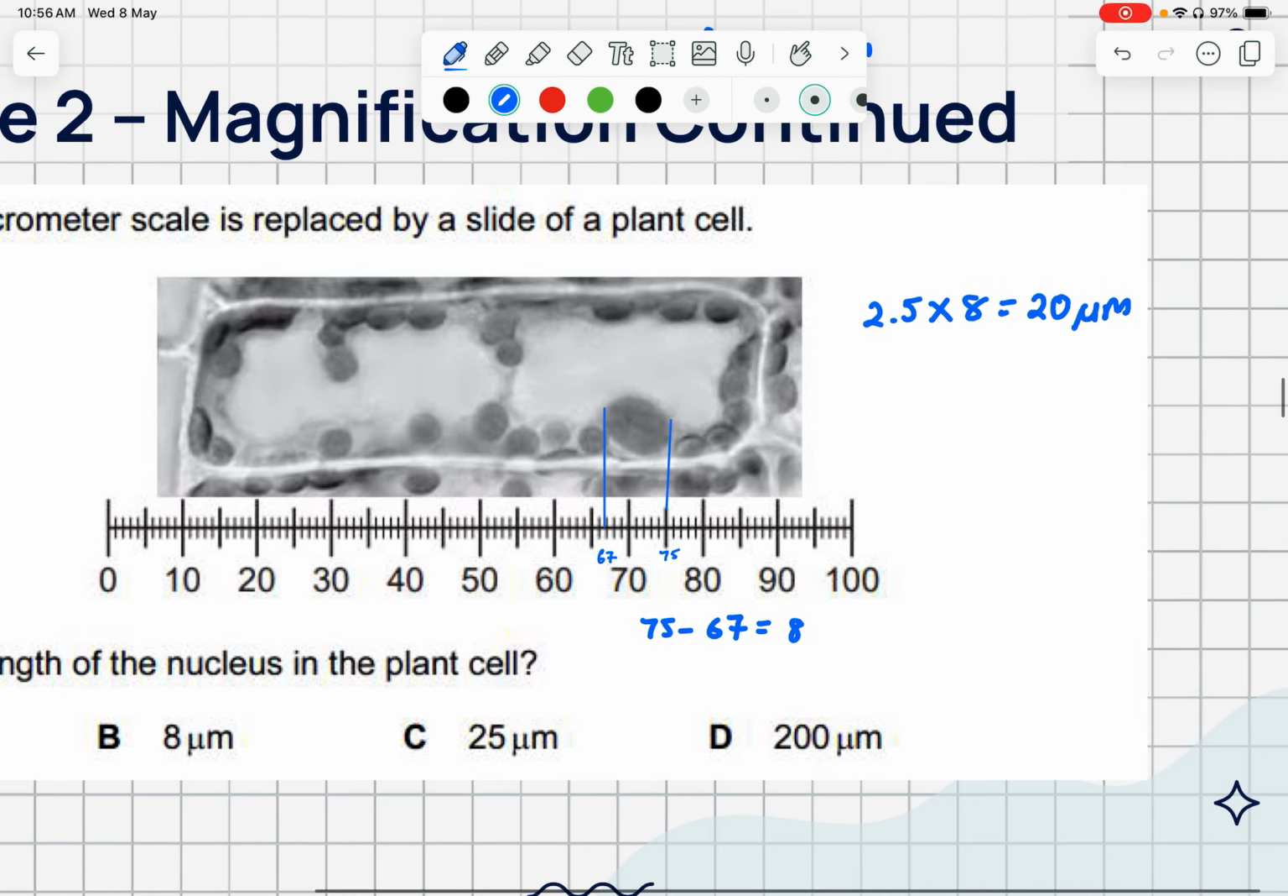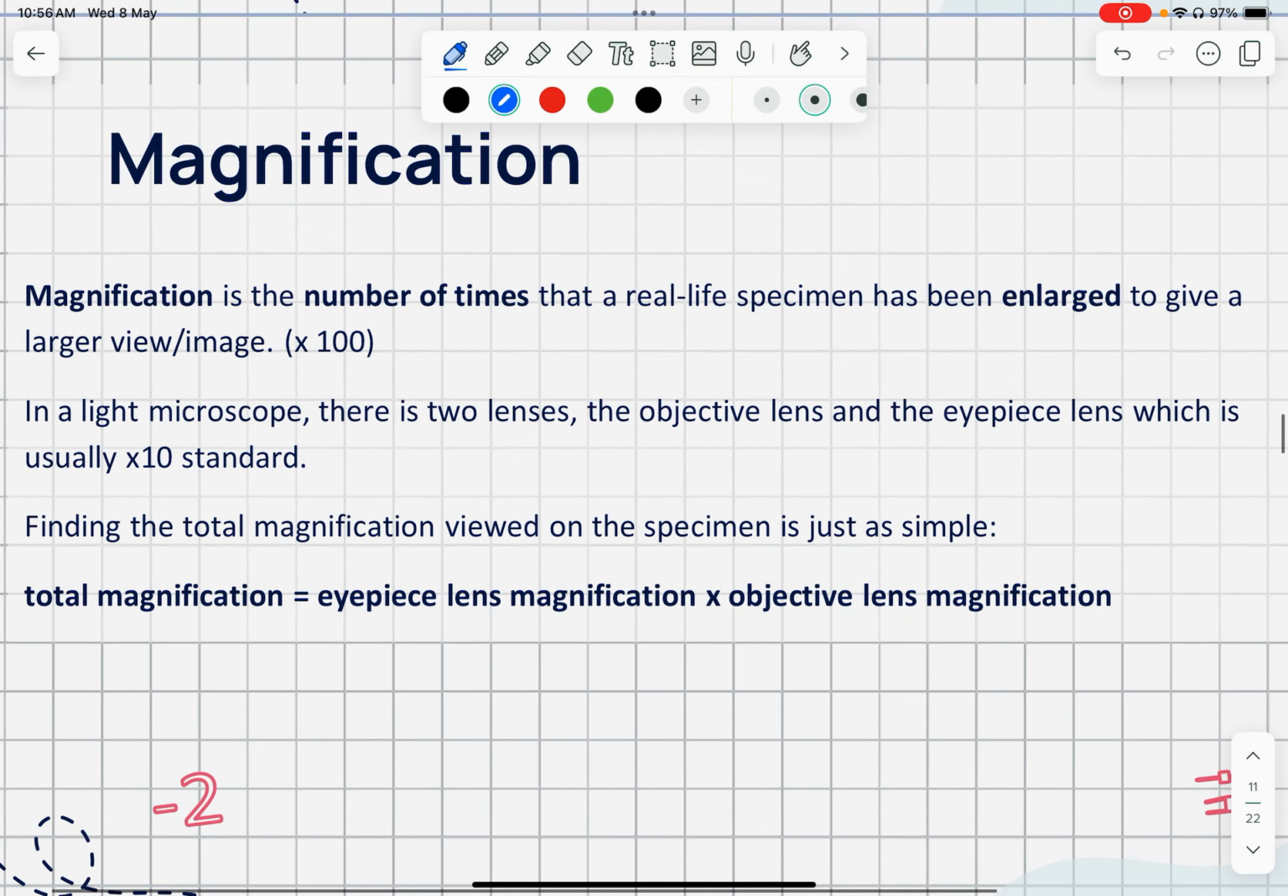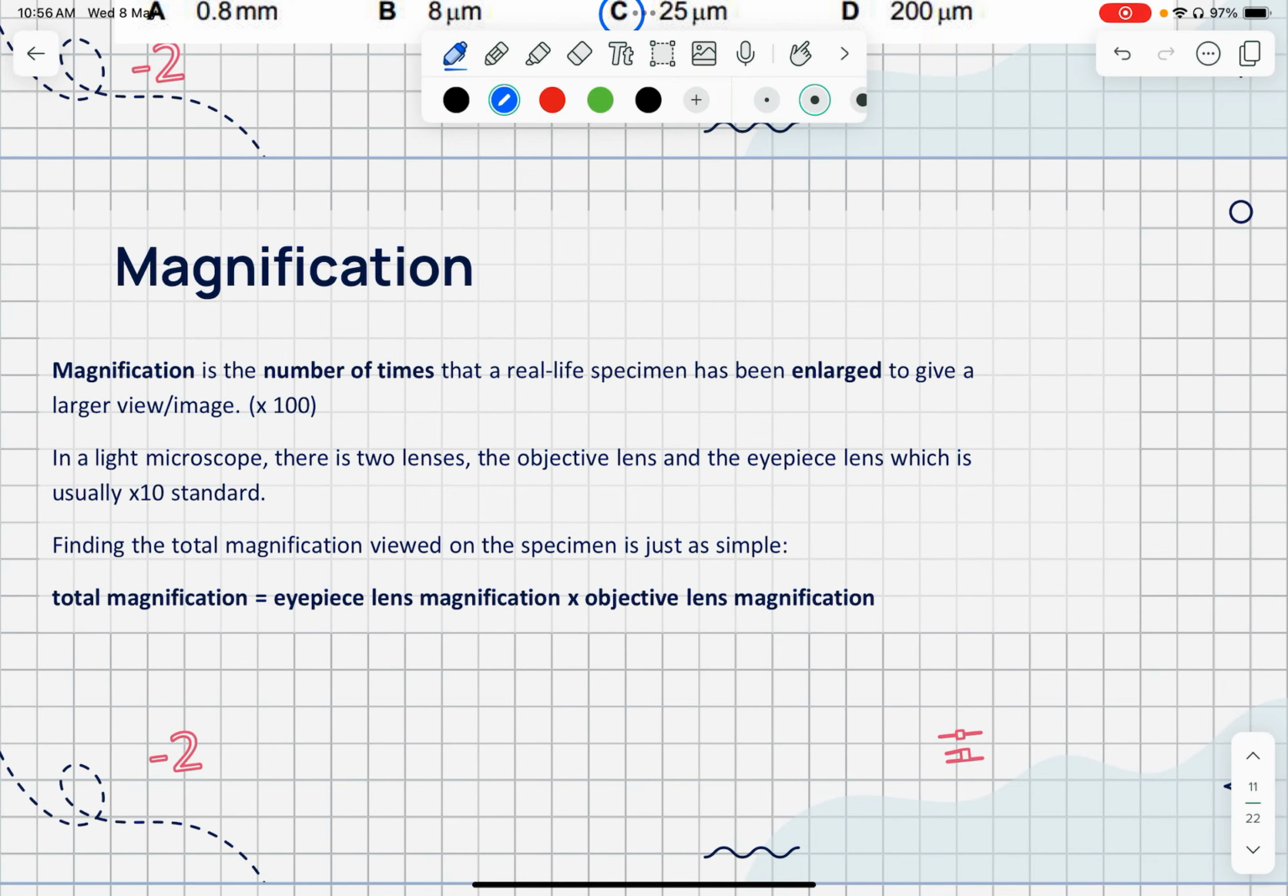Okay, so the answer, the closest one would be 25 micrometers. Okay, let's move on. So magnification, now we are talking about what is magnification and what is resolution.